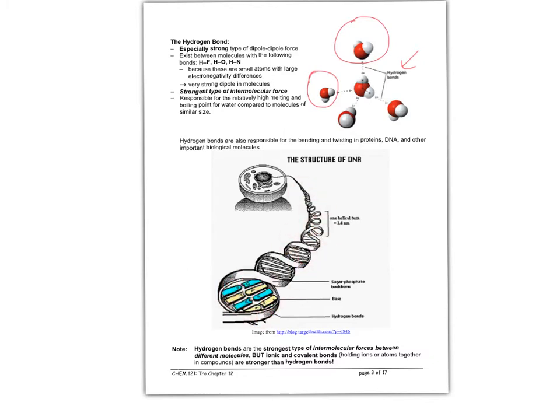So hydrogen bonds are the strongest type of intermolecular forces between different molecules, but remember, ionic and covalent bonds holding atoms together are stronger than hydrogen bonds. Don't forget that, because that's going to cost you on an exam. Please make sure that you differentiate between those two. Make notes in your notes, put them in highlight. Know that even though hydrogen bonds are the strongest intermolecular forces, they don't compare to the forces like ionic bonds and covalent bonds that hold the atoms together in a molecule.